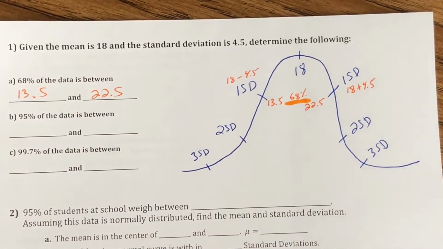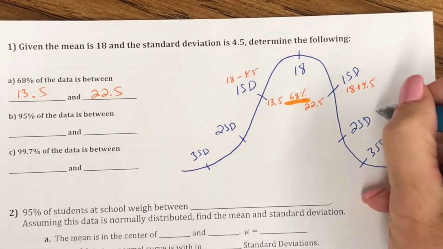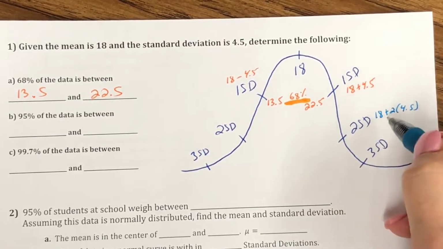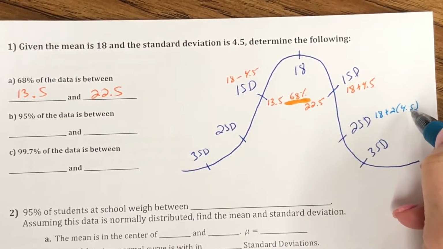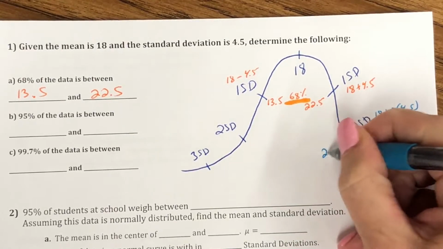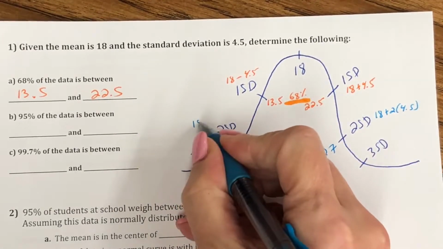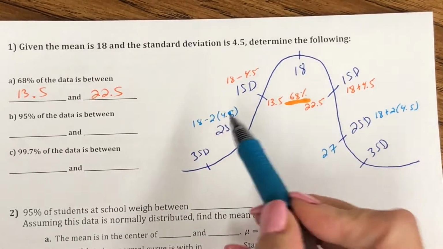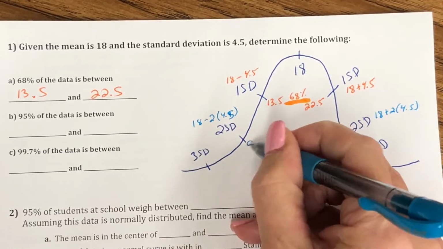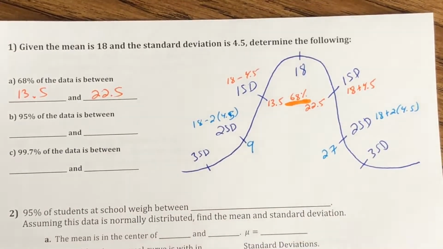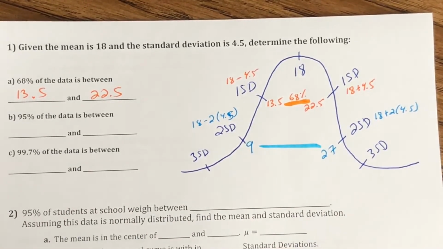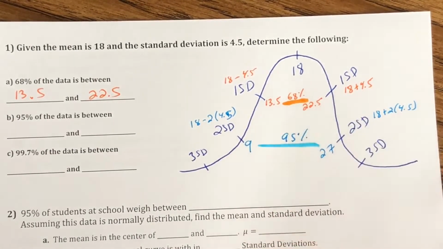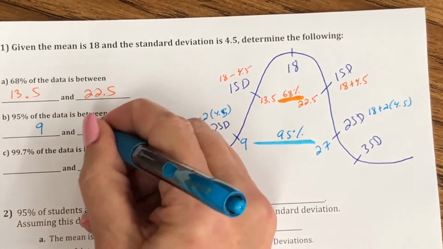Okay, now we're going to figure out 2 standard deviations. So that's 18 plus 2 times 4.5. So it's 18 plus 9, which is going to be 27. And this side is going to be 18 minus 2 times 4.5. So that's 18 minus 9, which is 9. And now we can see that 95% of our data is between 9 and 27.